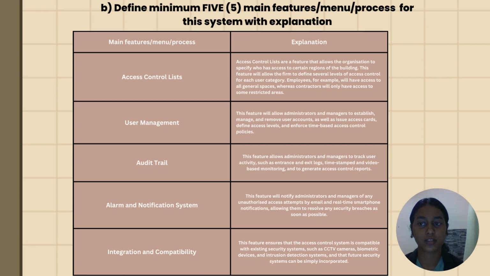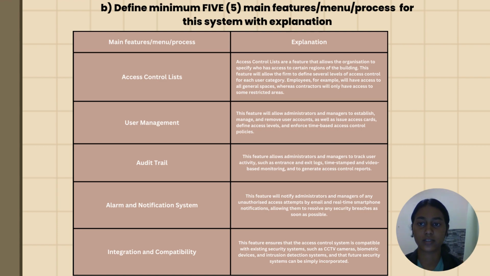So the first one is access control list. Access control lists are the folders that allow the organization to specify who has access to a certain region of the building. This folder will allow the firms to define the level of access control for each user category. For example, employees will access all the general space. Contractors will only have access to some restricted areas.